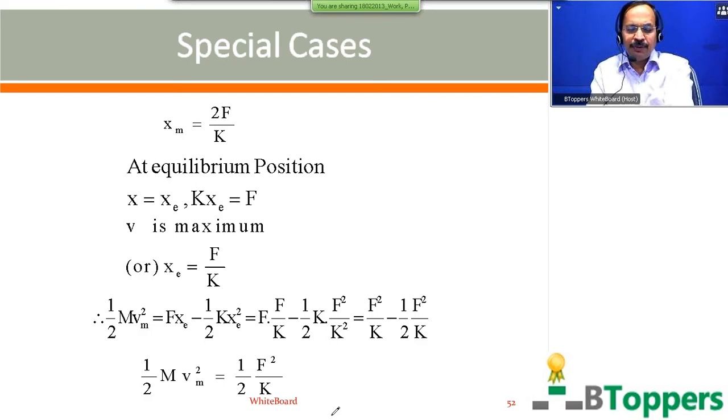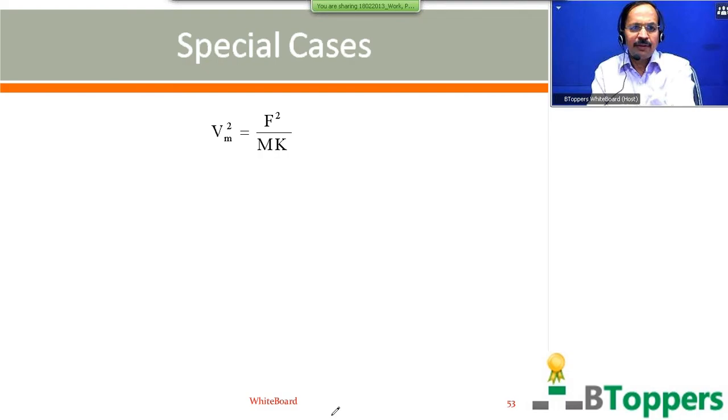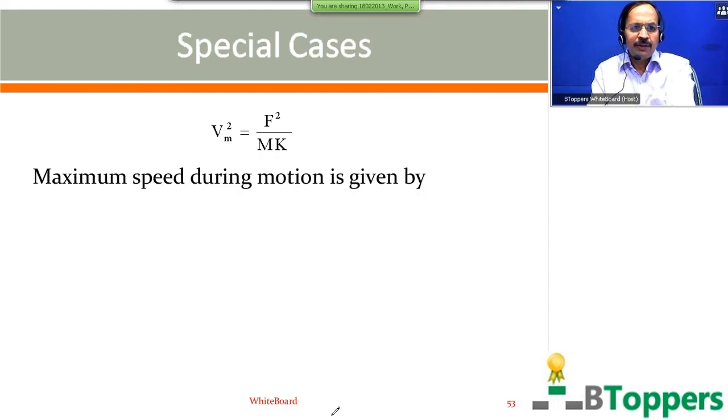In case you need more time to copy this, you can take a pause and copy the notes. I'm going to show the continuation for this. So Vm square equals F square by fk, so the maximum speed during the motion is given by Vm equals F by root mk.